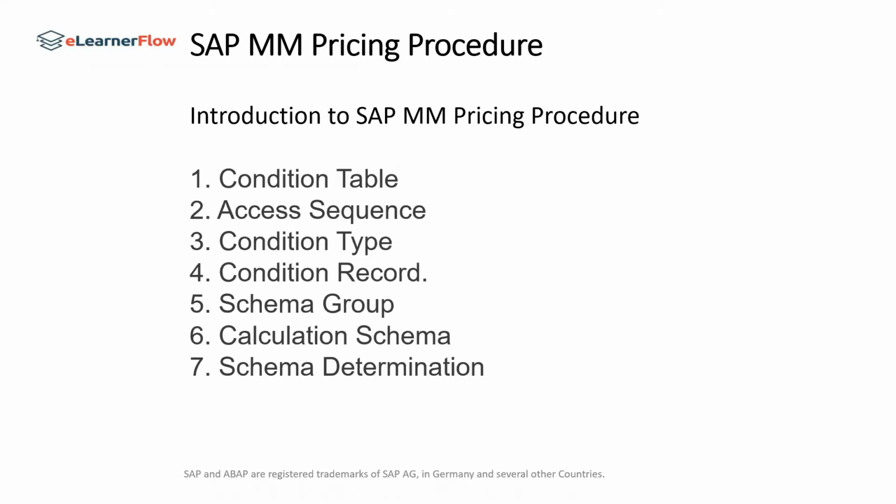So if you look at the configuration of SAP MM pricing procedure, there are several components to it. One is the condition table, two is the access sequence, three is the condition type, four is the condition record, five is the schema group, six is the calculation schema, seven is the schema determination.